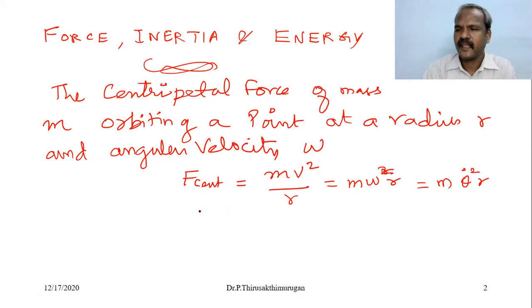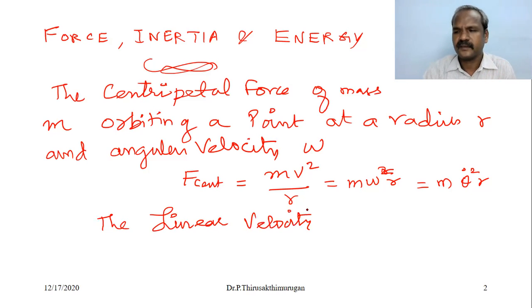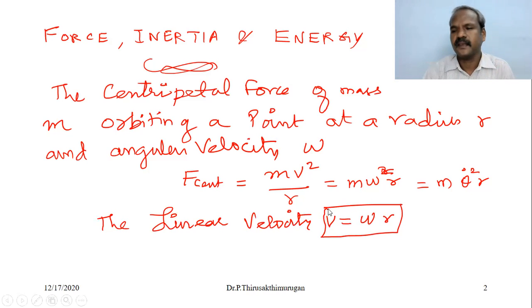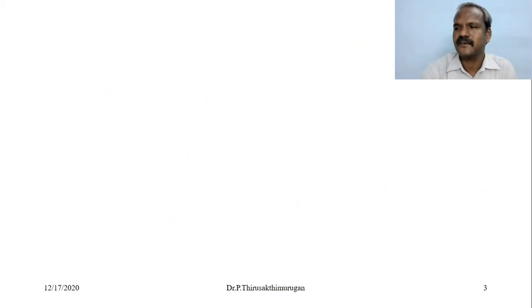The relation between the linear velocity and the angular velocity is v equal to omega r. Clear? So what actually happens in the centripetal force?